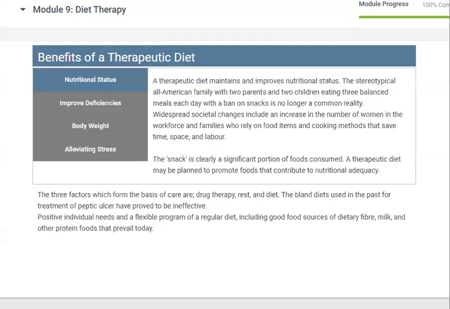Benefits of a therapeutic diet. Nutritional status. A therapeutic diet maintains and improves nutritional status.